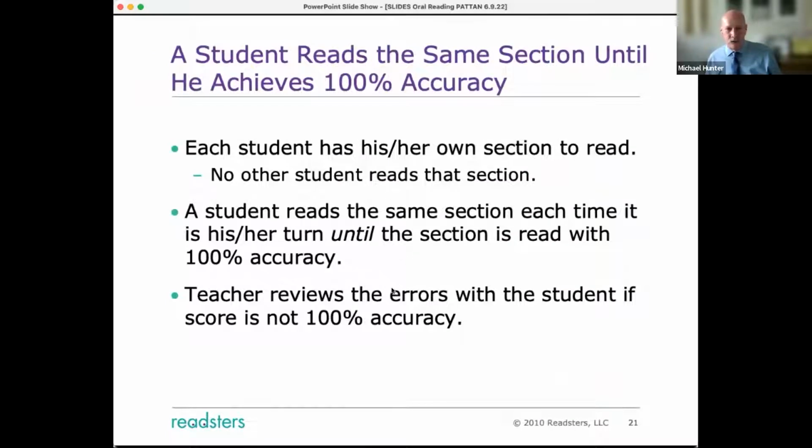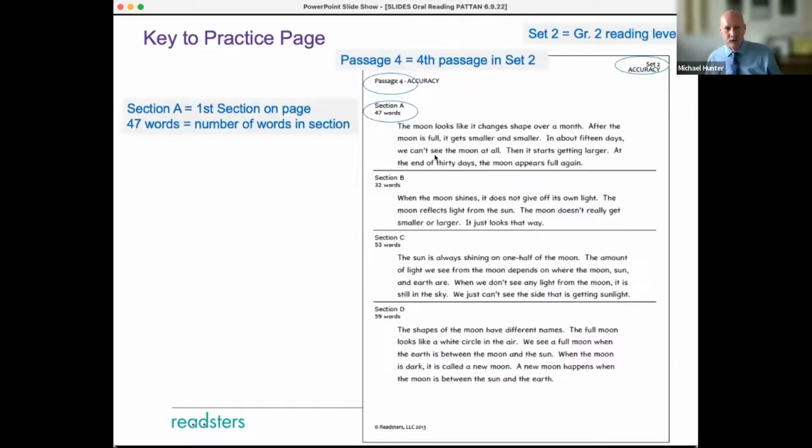If they do not get 100% accuracy the first time, when it is their turn again, they will reread the same section. So if student one read section A but did not get 100% accuracy, when it's student one's turn to read again, whether it's in today's session or tomorrow's session, they will reread that same section, and they will continue to reread that section when it's their turn until they get their 100% accuracy.